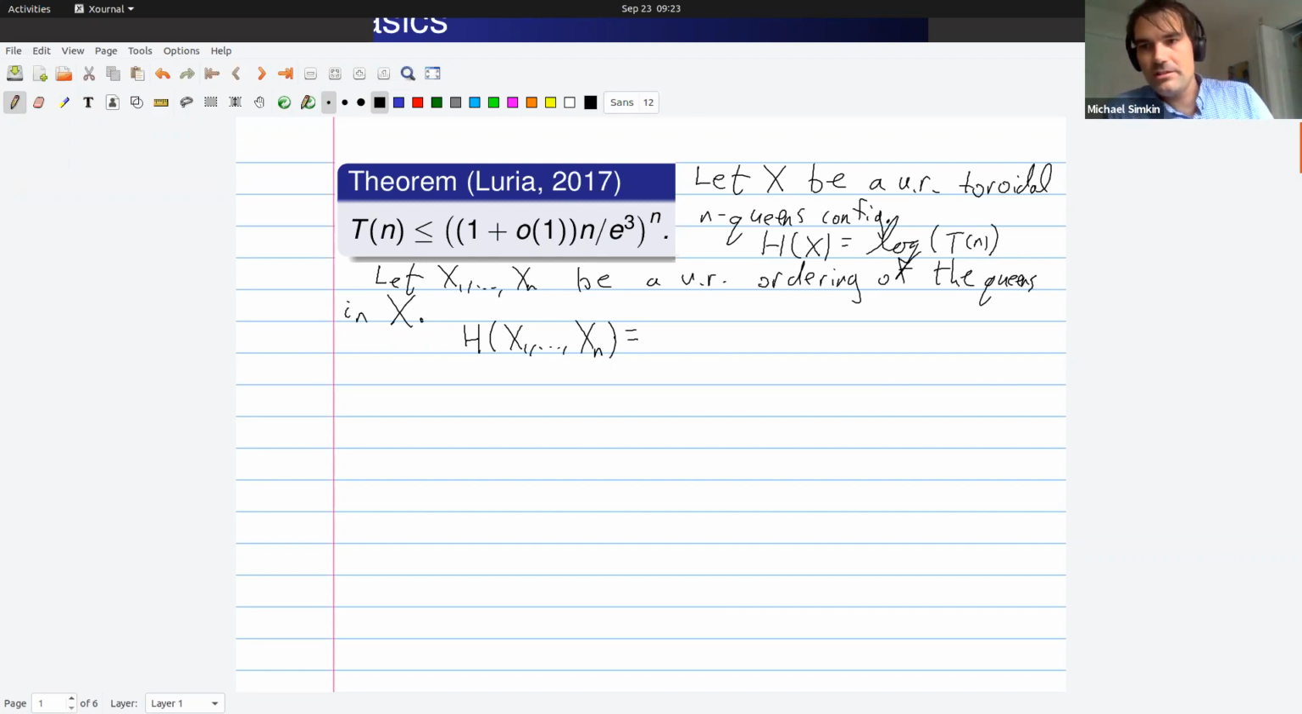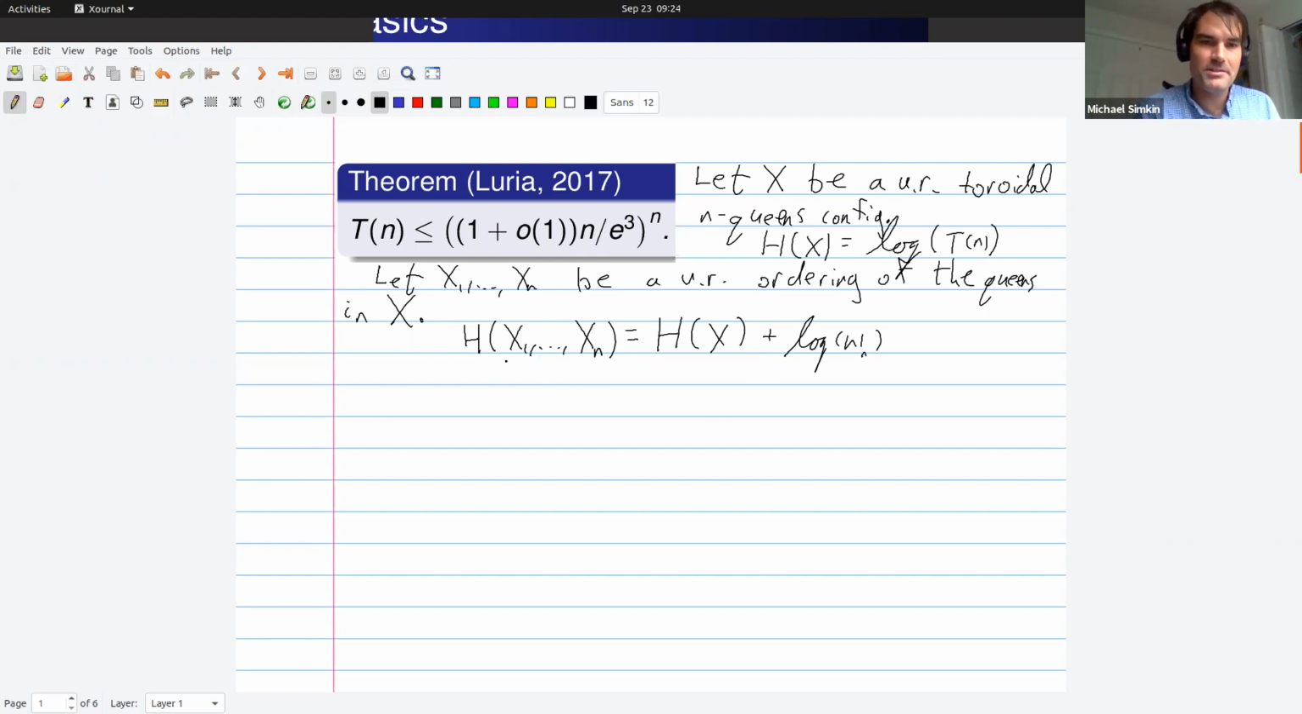Using the chain rule that I mentioned before, knowing x1 to xn tells me what x is. It also gives me a little bit of extra information, which pertains to the particular ordering in which I'm looking at these things. If you do the arithmetic, you see that the entropy of this sequence is equal to the entropy of x plus the entropy of the random ordering, which would be log of n factorial. So this uses the chain rule.